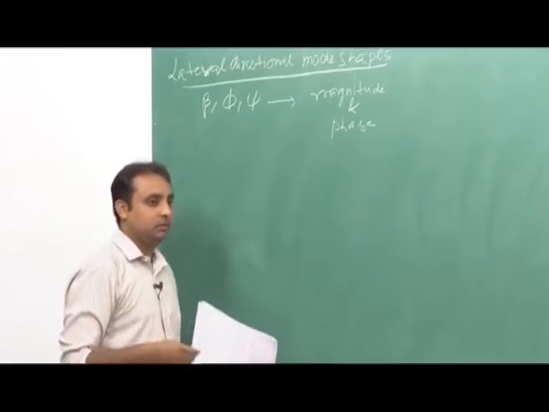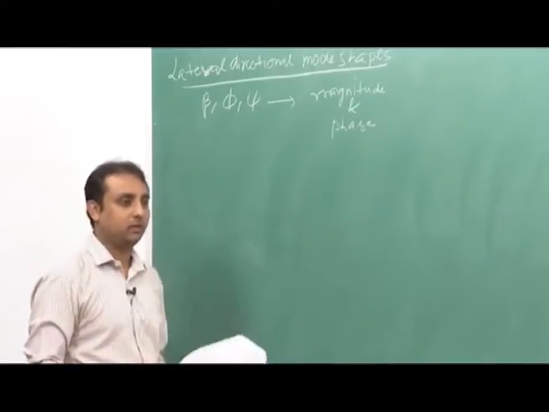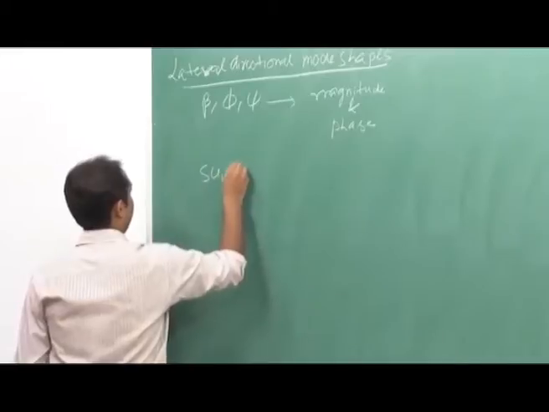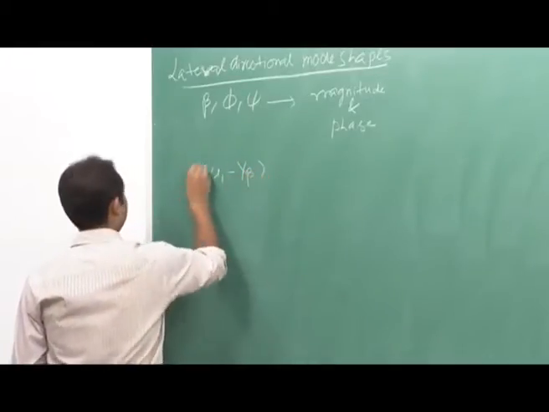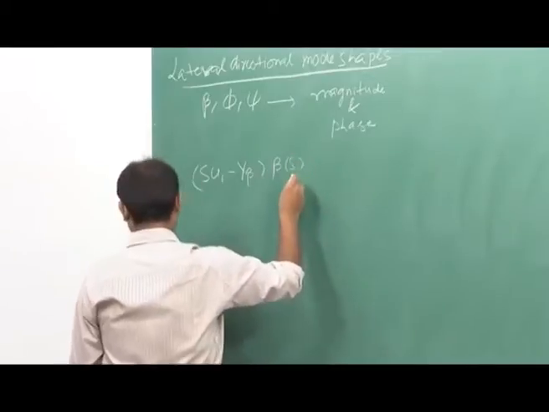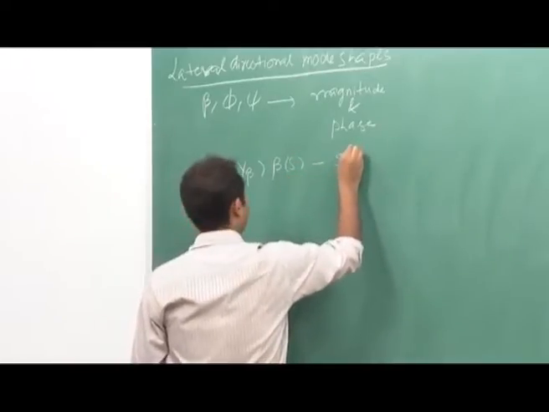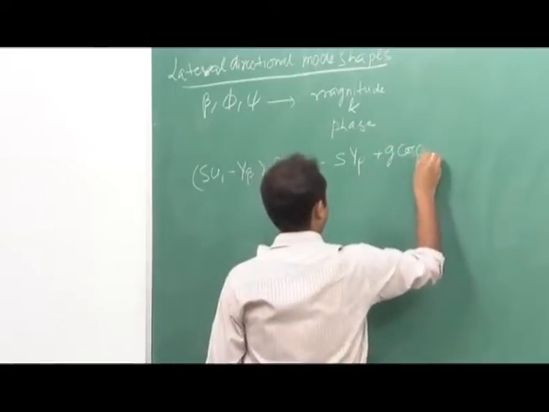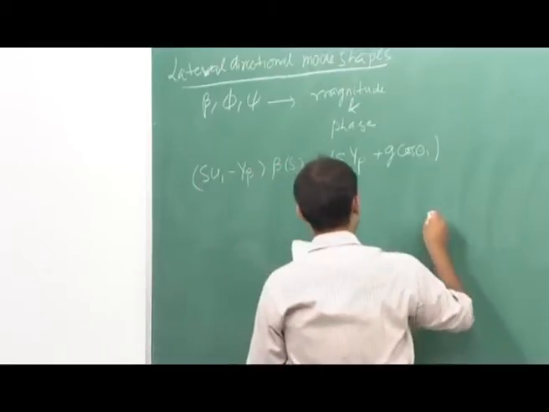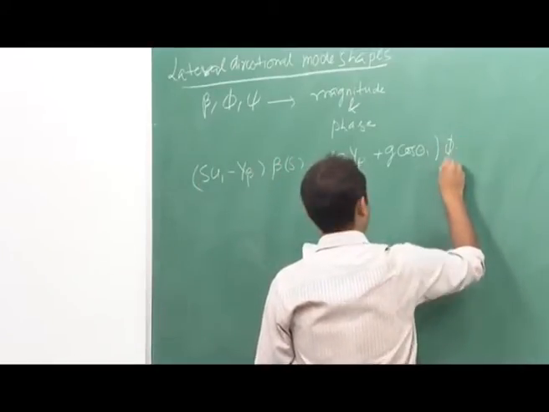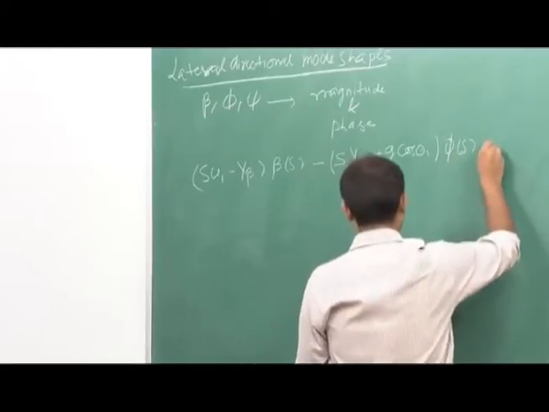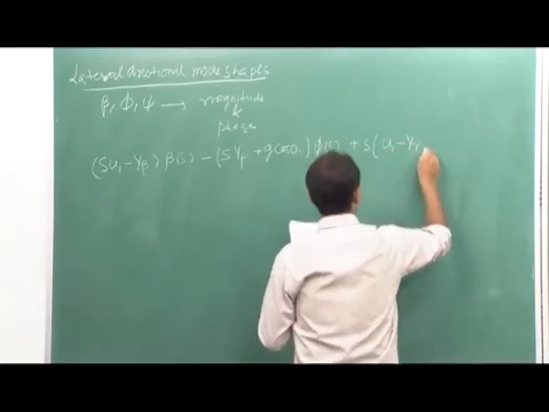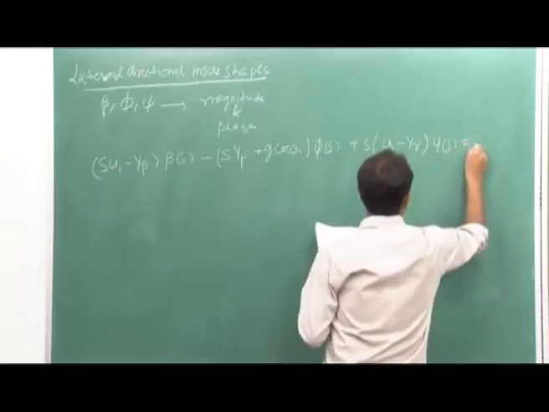Your differential equation in Laplace transform will be: (s u1 minus Y_beta) into beta of s, minus (s Y_p plus g cos theta 1) into phi of s, plus (s u1 minus Y_r) into psi of s equals 0.